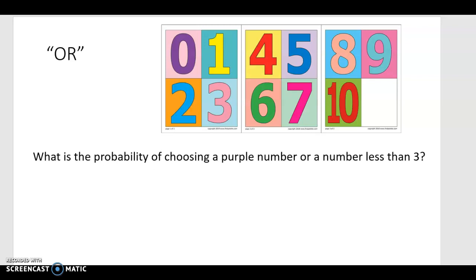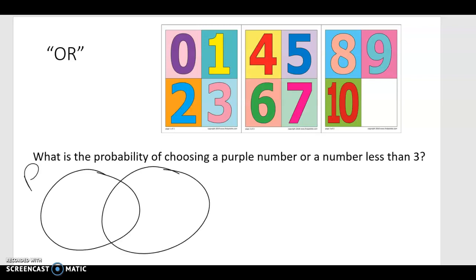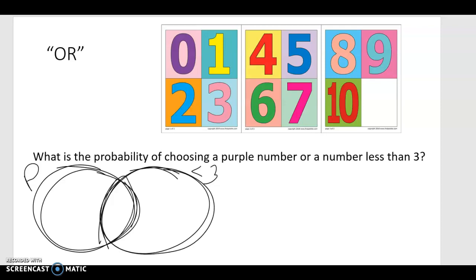Now, just to give you a visual, we are talking about two things: a purple number and a number less than 3. So this circle is all about purple, this circle is all about less than 3, and this middle piece is what they share. Now you'll notice this is a purple number, and 0 is less than 3, so 0 would go in here. For numbers less than 3, we would have 1 and 2. They are not purple, so they would go over here.